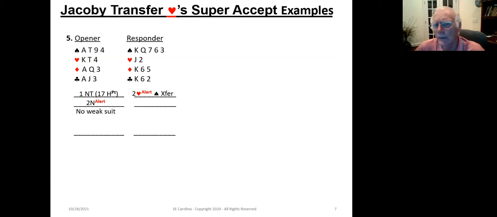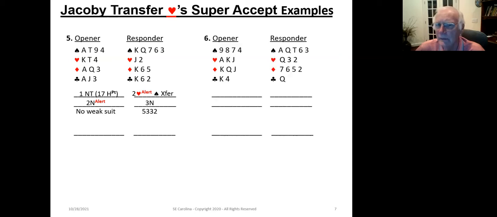I know my partner's got good values. He's saying he's got a flat hand. I've got a relatively flat hand. So what he does is he bids 3 no trump because he figures that he's going to be able to make more points in no trump than he is in the suit contract.